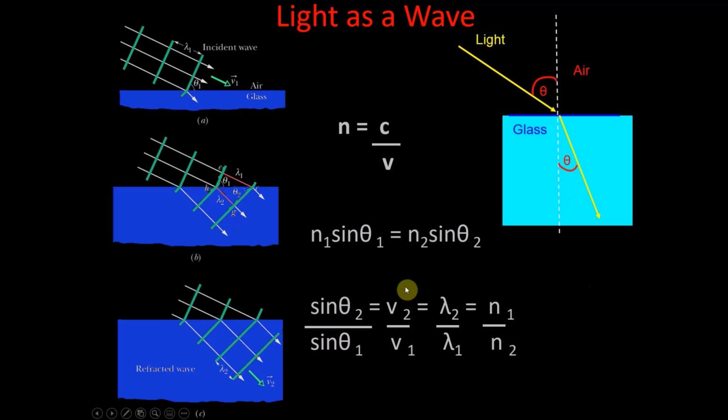And finally, we can look at the velocity, wavelength, and refractive indices compared, where sine theta 2 over sine theta 1 is v2 over v1 is lambda 2 over lambda 1, which equals n1 over n2. And remember, these two should be reversed compared to these others. This is not an error.